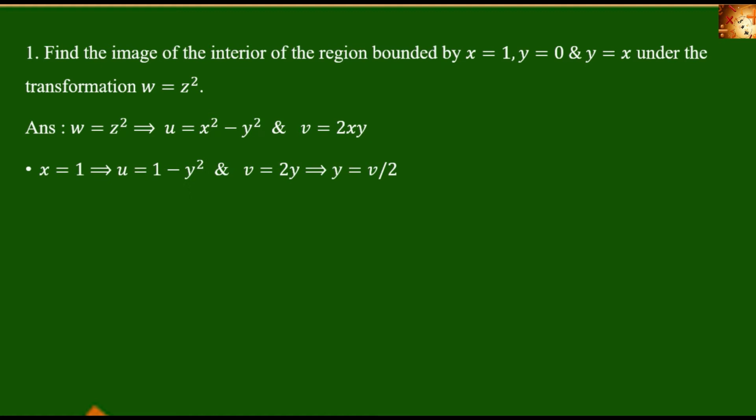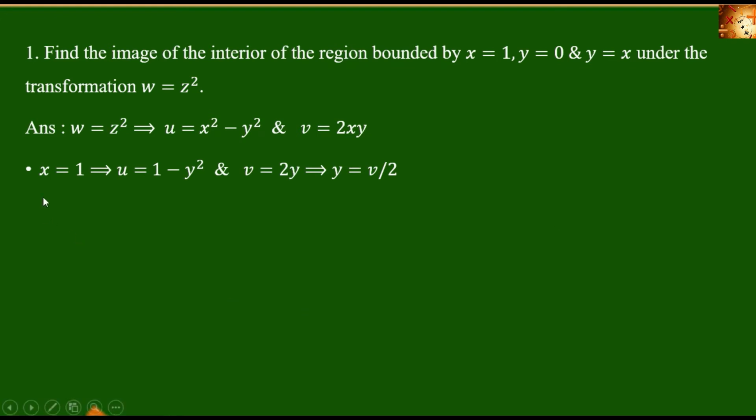Here we are finding the images of x equal to 1, then y equal to 0 and then y equal to x. So the interior of the region means the region enclosed by the images we get from x equal to 1, y equal to 0 and y equal to x. That interior portion will be the image in the W plane.